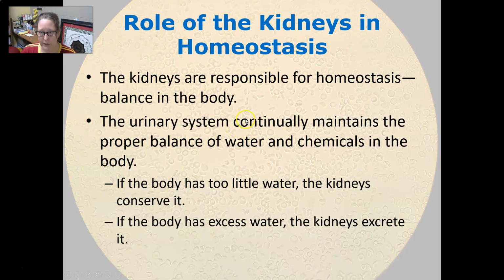So what is the role of the kidney in homeostasis? Homeostasis is balance in the body. So the urinary system continually maintains the proper balance of water and chemicals in the body. If the body has too little water, the kidneys will conserve it by pulling it from urine and putting it back into the body. If the body has excess water, the kidneys then can excrete it. Same thing for a lot of the electrolytes, especially sodium and other components like hydrogen ions, bicarbonate, etc.